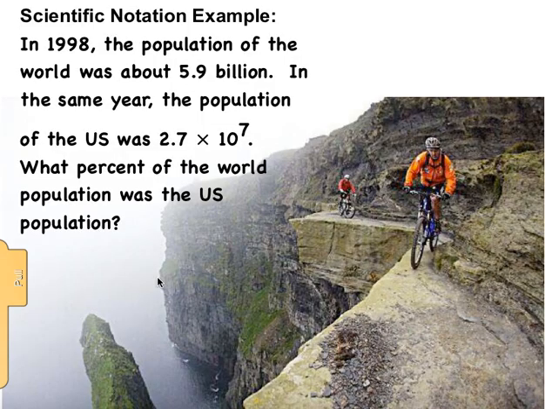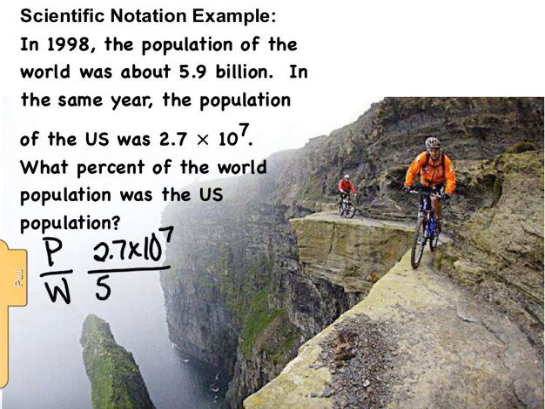Now let's look at some of these more situational ideas to decide, do we need to multiply or divide, and how can we do that? Well, in 1998, the population of the world was 5.9 billion. In the same year, the population of the U.S. was 2.7 times 10 to the 7th. What percent of the world's population was the U.S. population? Well, in order to find the percent, we can do the part divided by the whole. The part that we have is 2.7 times 10 to the 7th, and the whole is the 5.9 billion, which we can show in scientific notation as 5.9 times 10 to the 9th.